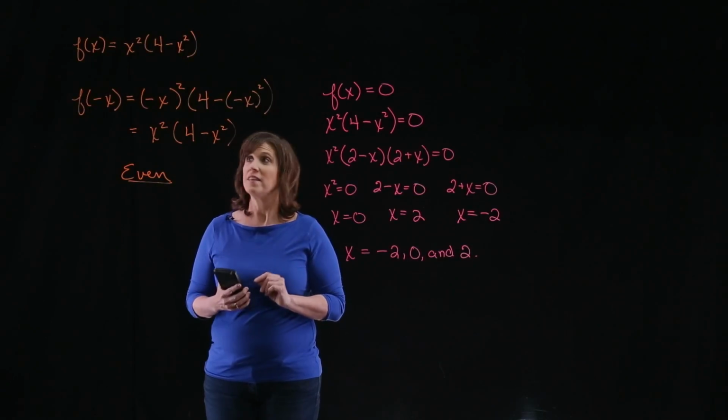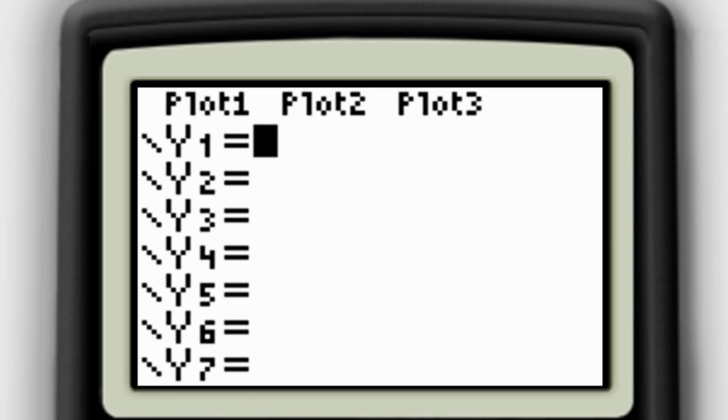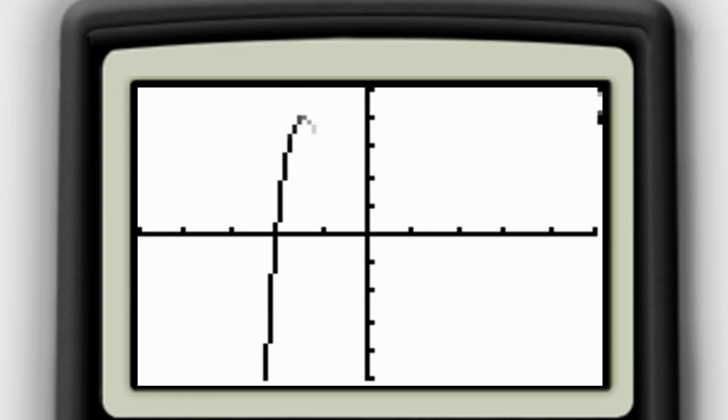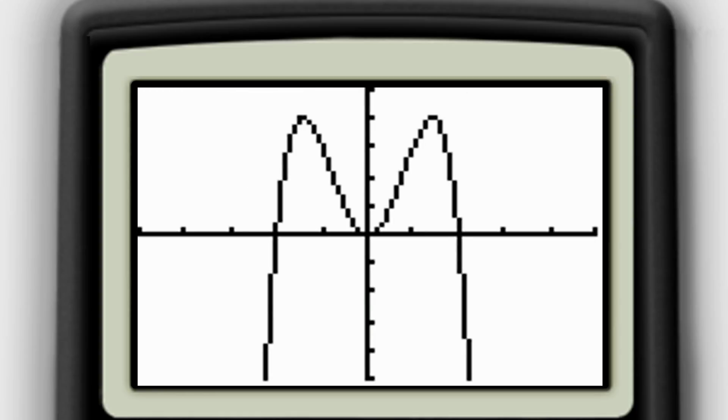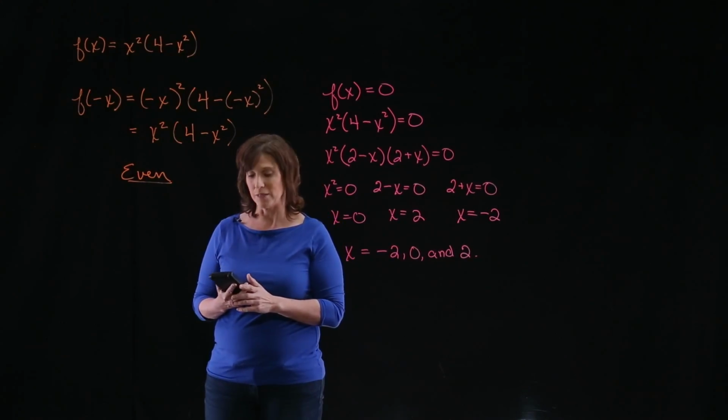Now a good window for this particular function is going to be from negative 5 to positive 5 with a scale of 1 on both the x and the y-axis. And if I enter x squared times the quantity 4 minus x squared, and then graph my function, I'm going to make a couple of observations. First of all, it is indeed symmetric with respect to the y-axis, which is exactly what I found out when I determined that the function was even.